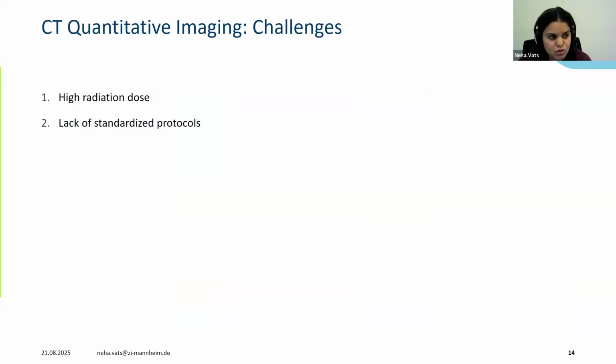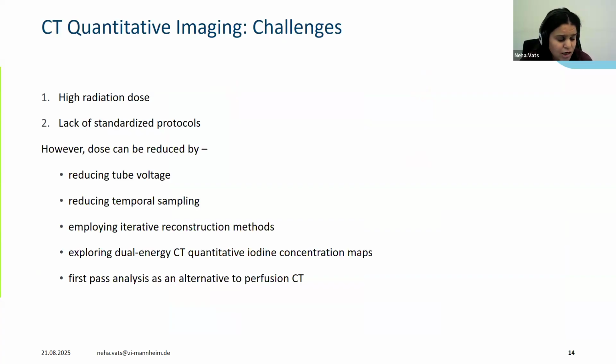There are certain challenges associated with CT. As everyone might know, CT is associated with high radiation dose, and there is a lack of standardized protocols for CT quantitative imaging. However, dose can be reduced by various parameters, by reducing tube voltage, by reducing temporal sampling. These are certain parameters associated with CT. I'll just give you an overview: by using certain methods or changing certain parameters of the CT, you can reduce the radiation dose.